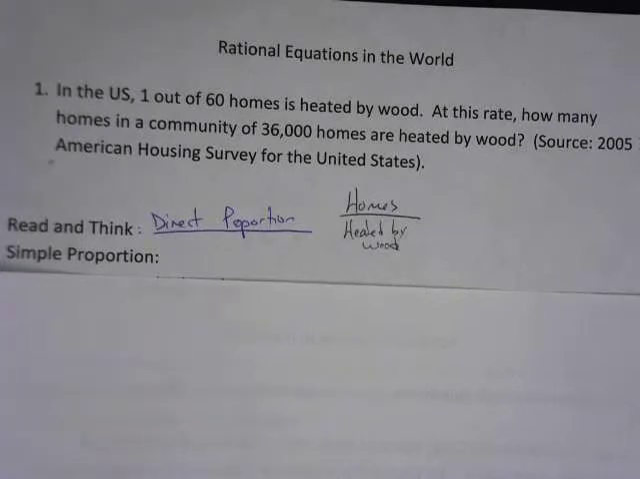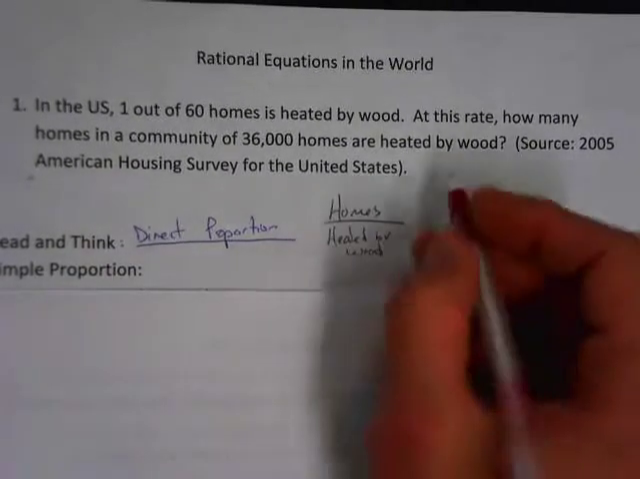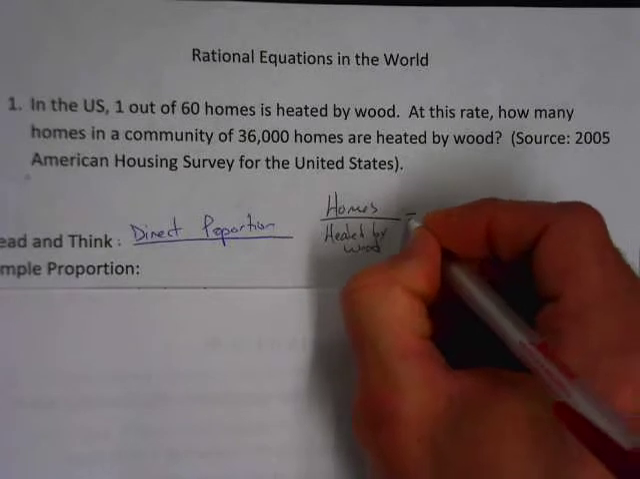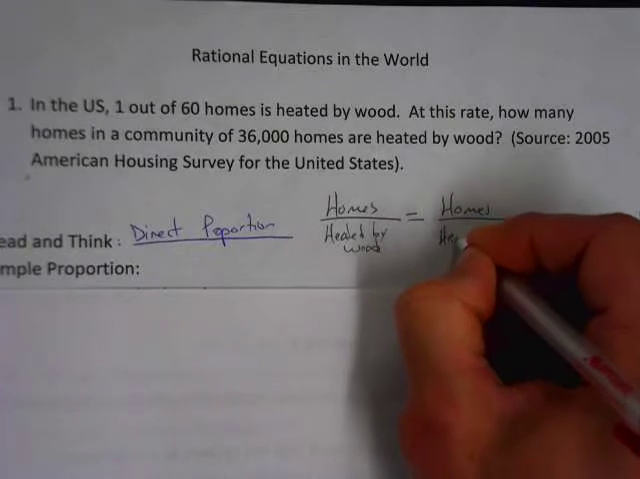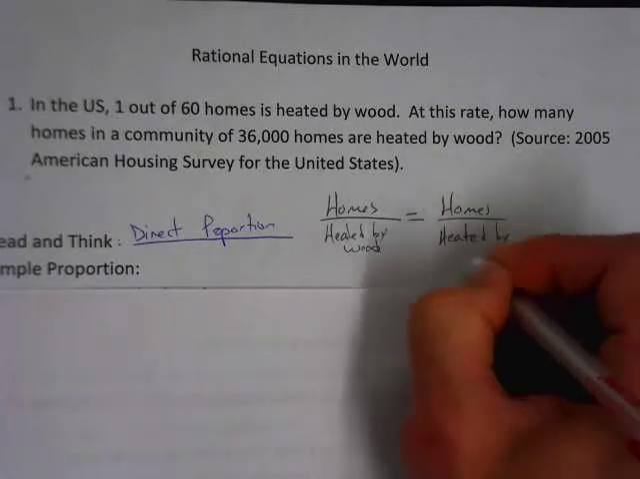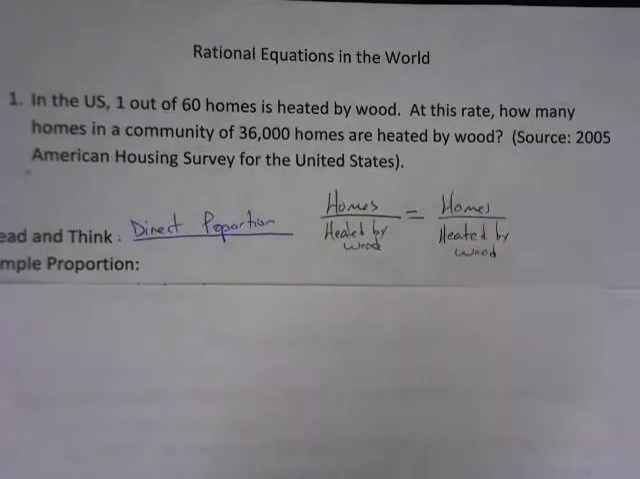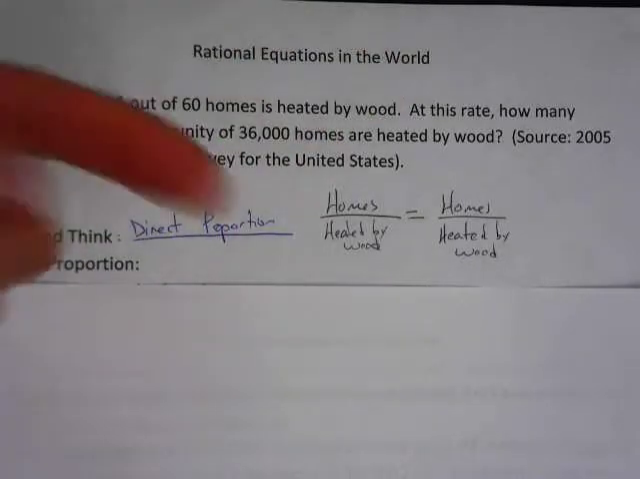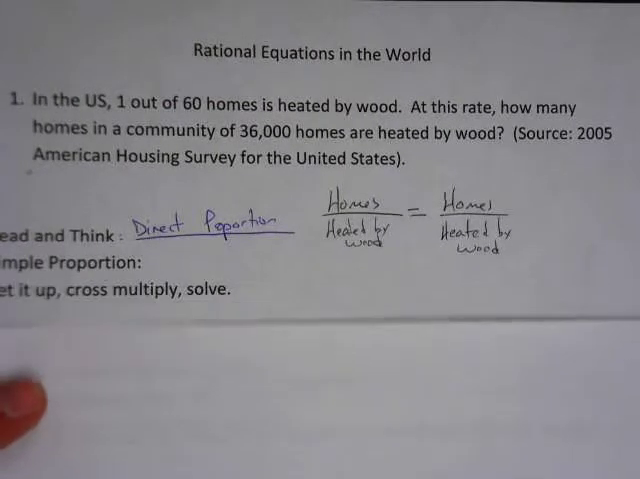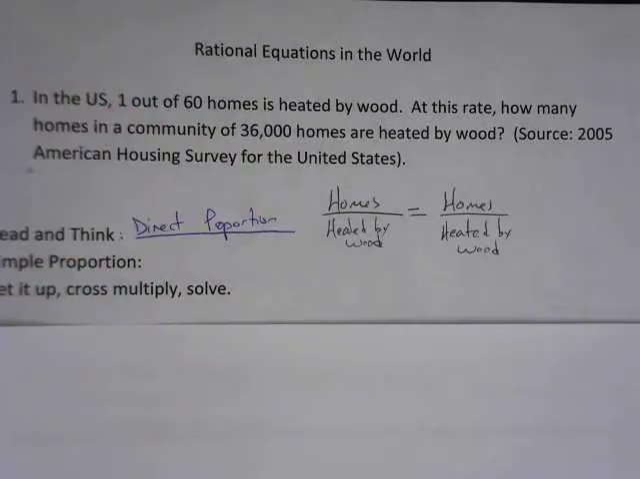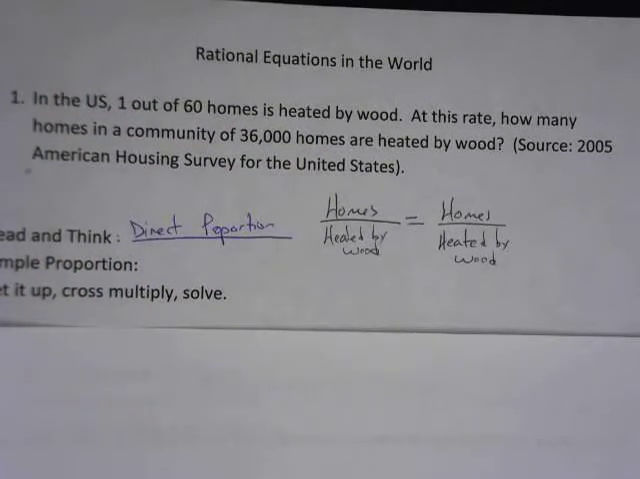Now, in a simple proportion, you want to set this thing up. So in a simple proportion, you have homes being heated by wood is going to be equal to, because it's a direct and simple proportion, another certain number of homes and another certain number of homes being heated by wood. Okay, so you can set up a proportion that looks just like this, and there are other proportions you can set up, but this is like the first thing I'm thinking of. We're comparing homes, the total number of homes, compared to the number of homes heated by wood. So once you set up your direct or simple proportion, now we can cross multiply and solve, but we have to start inputting numbers. So how do we set it up, right?